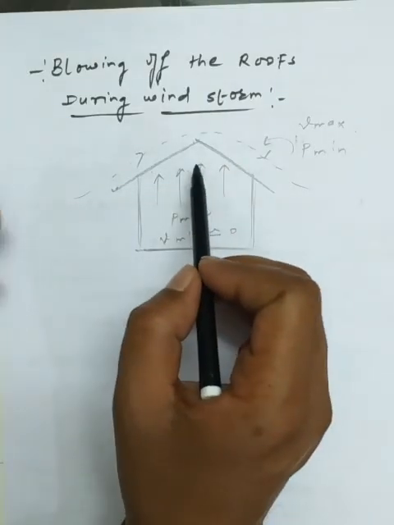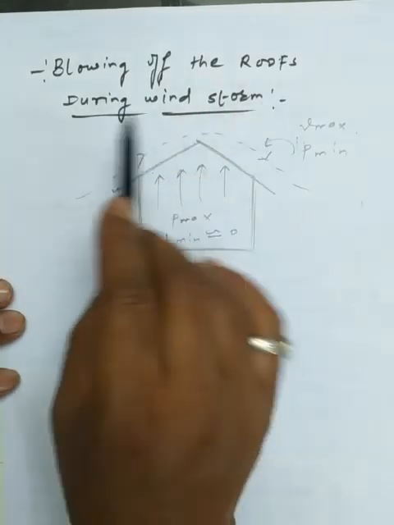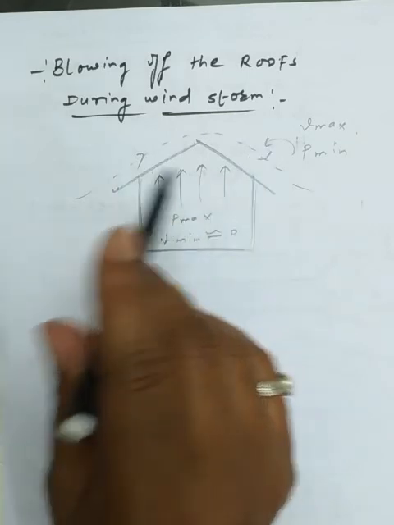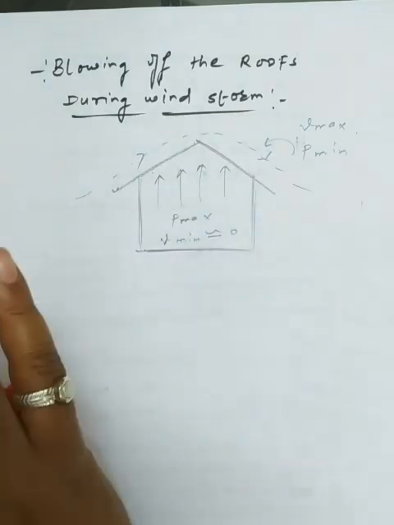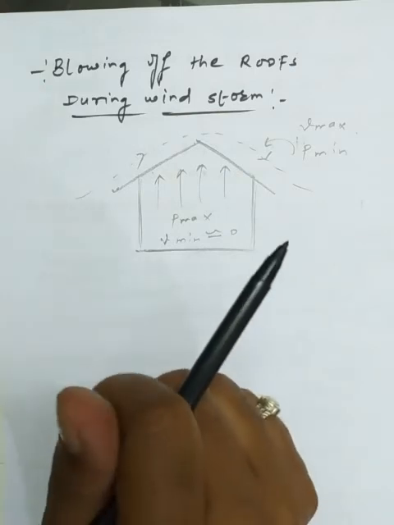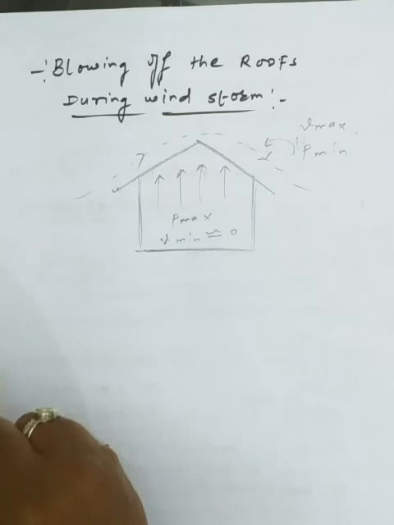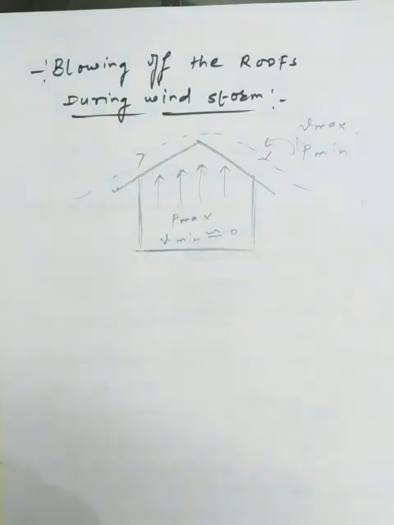Now dear students, one of the other applications which I have added here is the blowing off of roofs during a windstorm. As you have seen, there are so many slums. When windstorms come, due to the huge pressure difference, there is definitely a huge loss in the slums, because they are living in kacha houses, as we can say.